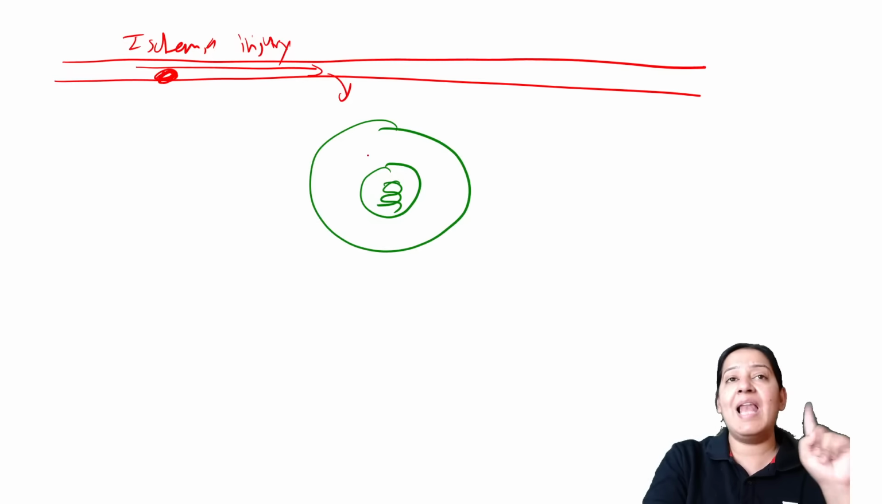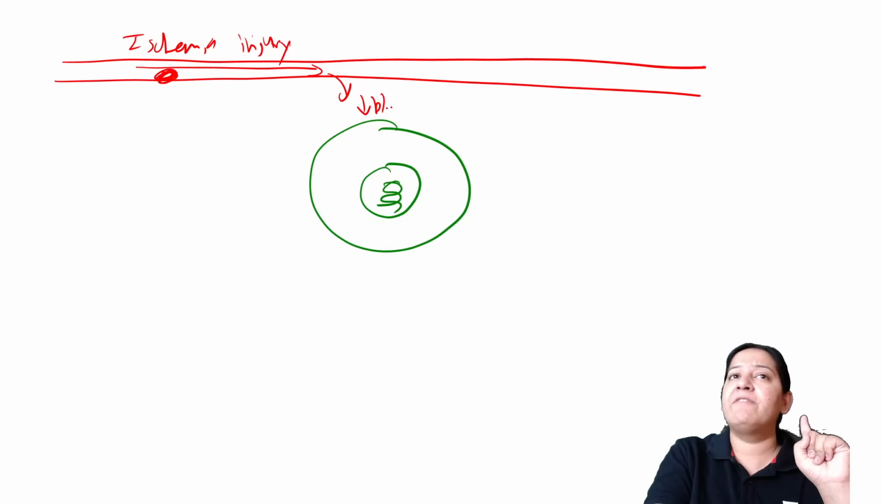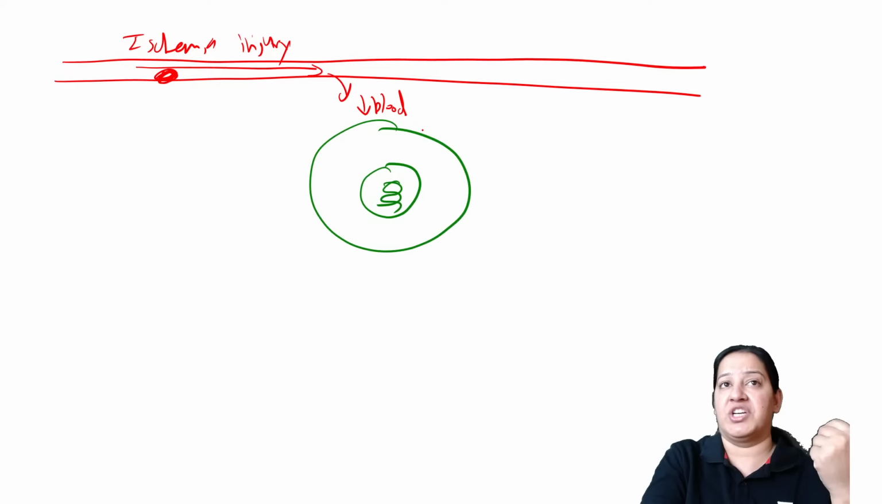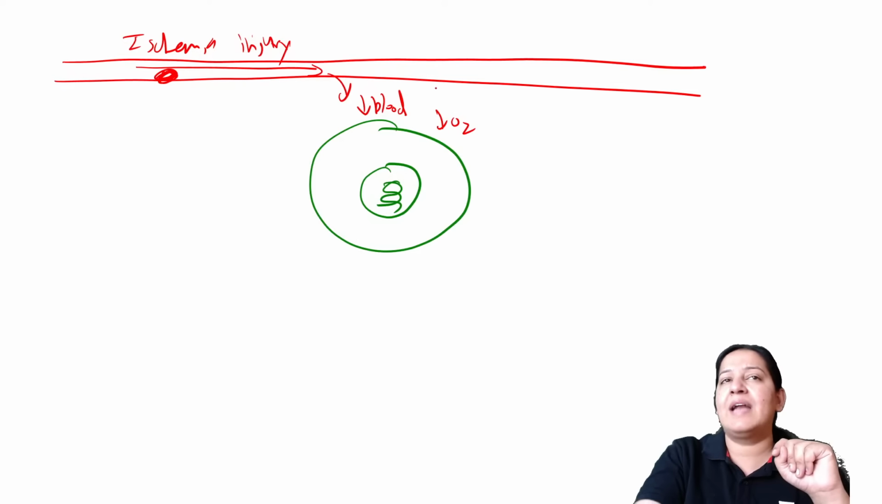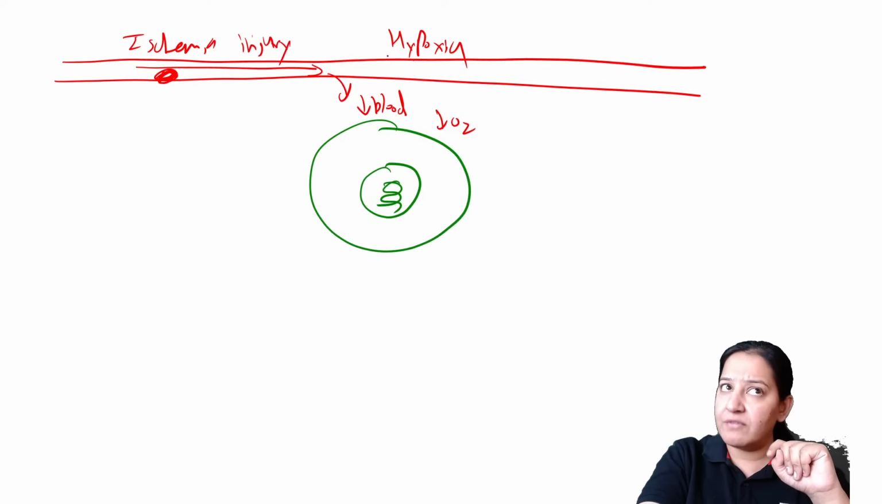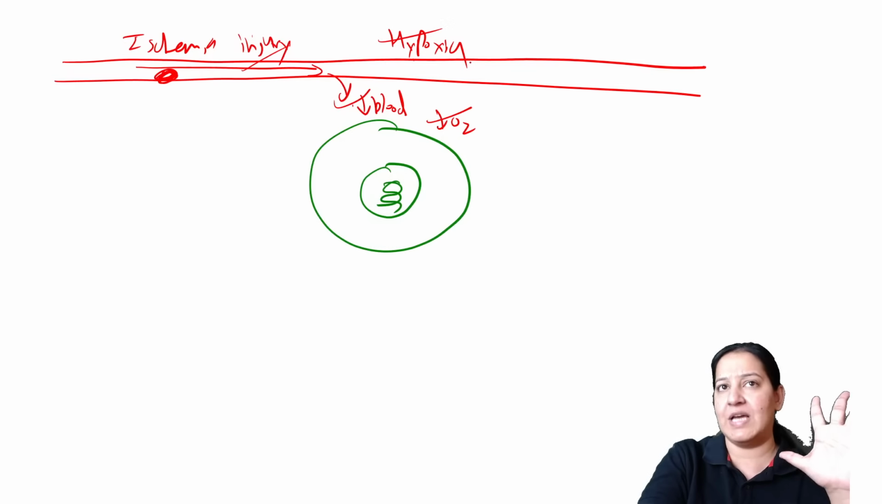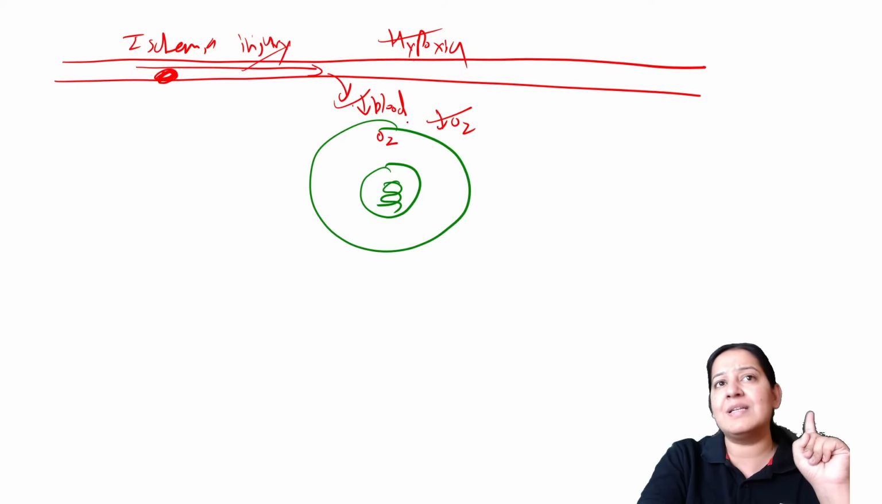So if the cell is getting less blood, why does the cell require blood? For oxygen. So less blood means less oxygen. That is, the cell is in hypoxia. Because of the ischemia, there is less blood. Less blood means less oxygen. Less oxygen means hypoxia. So less oxygen is present inside the cell.